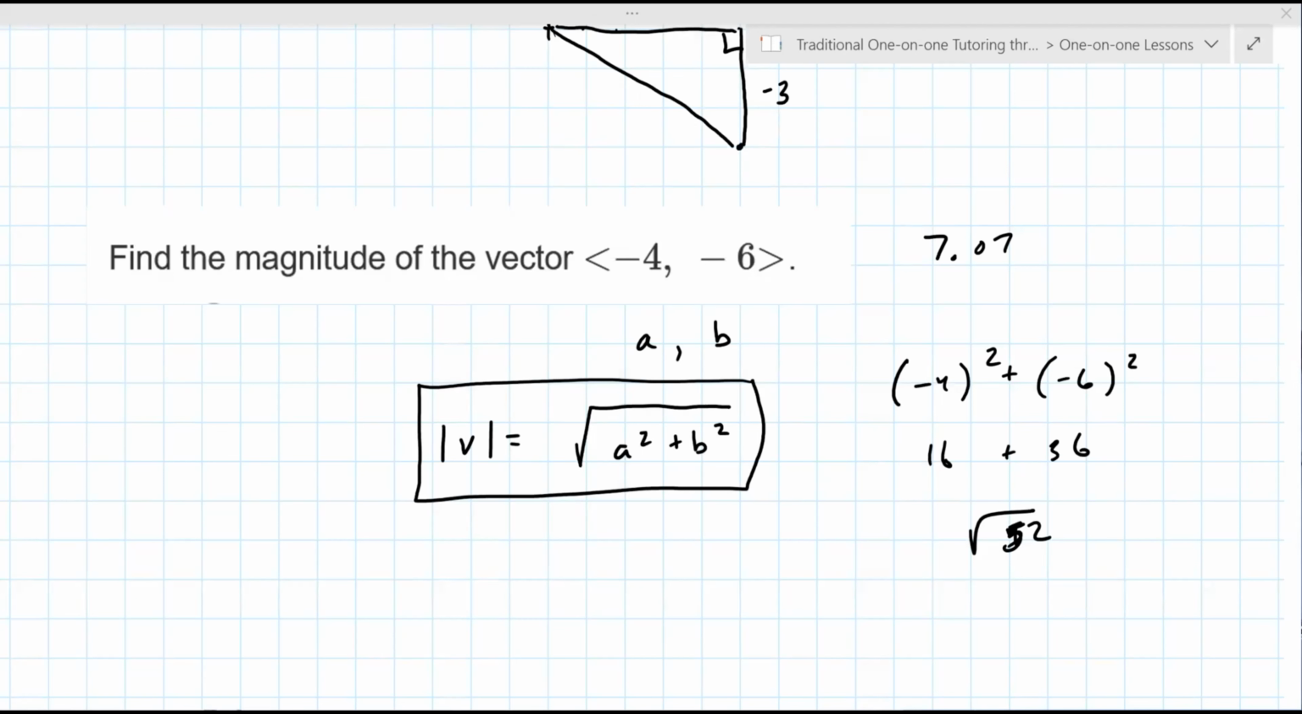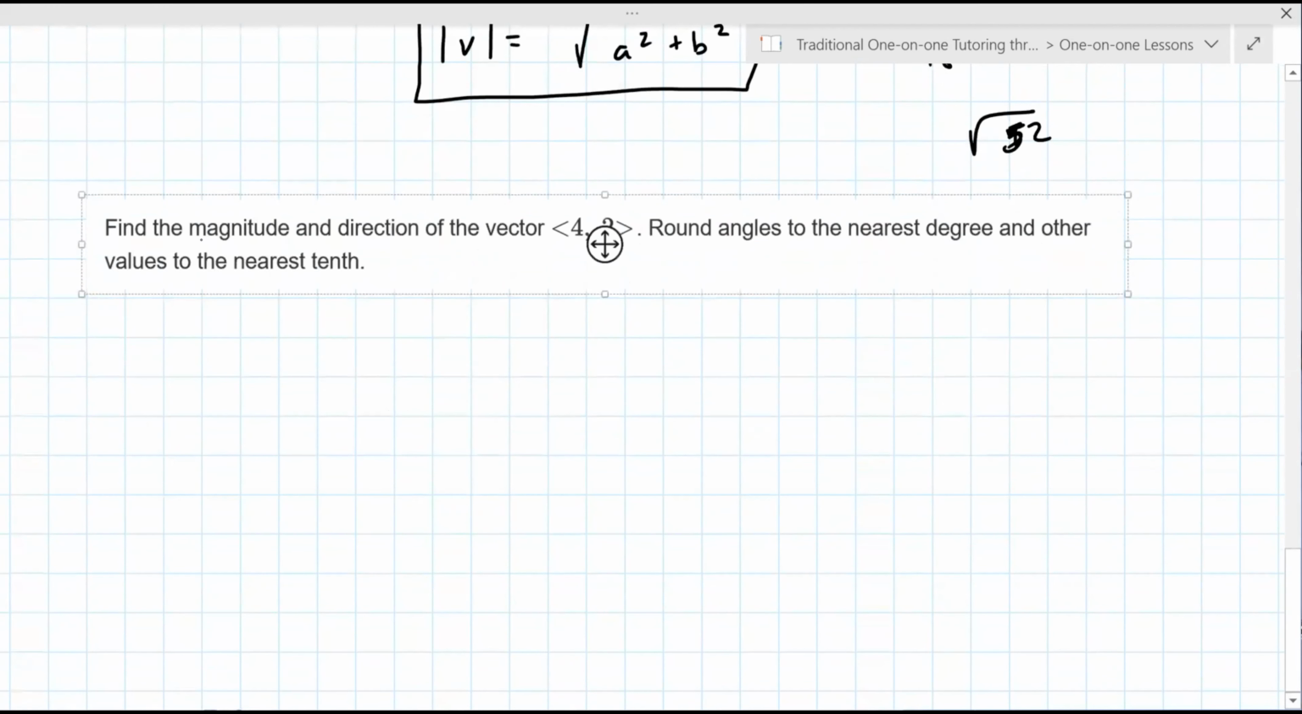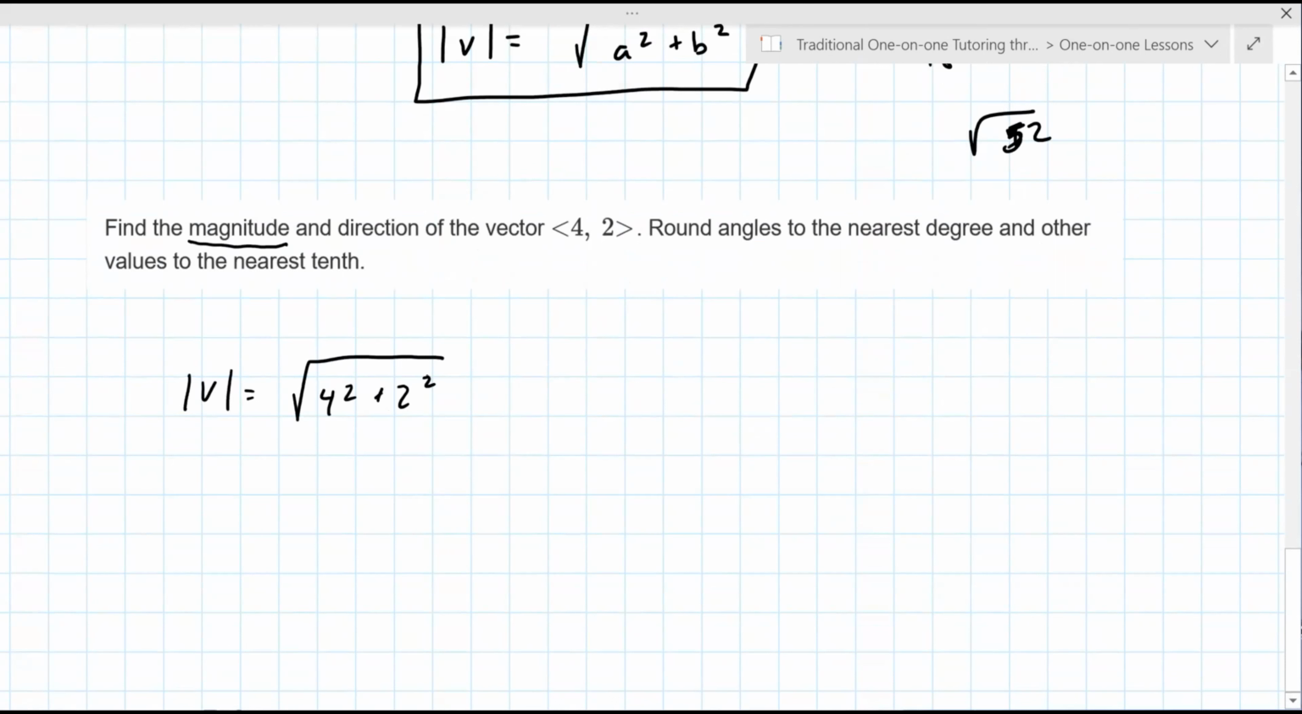All right. So the next section is a continuation of this one, but it's a bit more involved. So we'll do this as best we can. All right. So find the magnitude and the direction. The magnitude is just like what we did before. So I want you to do that. The magnitude of the vector is the square root of 4 squared plus 2 squared.